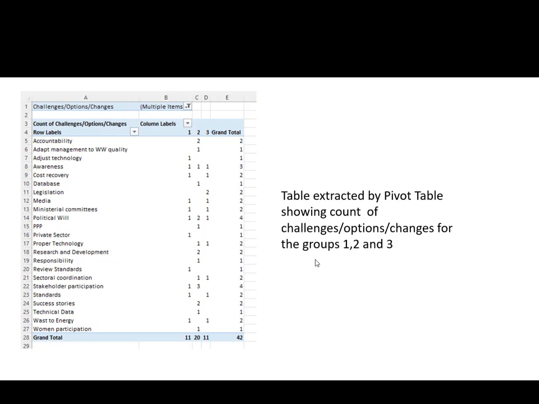Here is the table extracted from the previous exercise that counts. For example, accountability is mentioned 2 times in group 2. And the same thing goes for example here, awareness is mentioned once in group 2, once in group 1, and once in group 3.